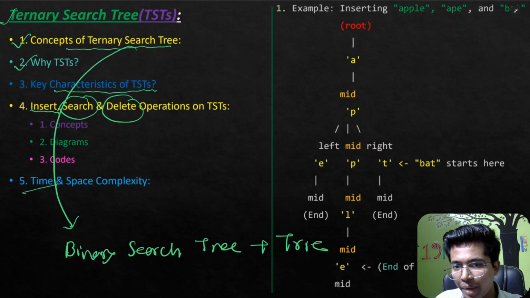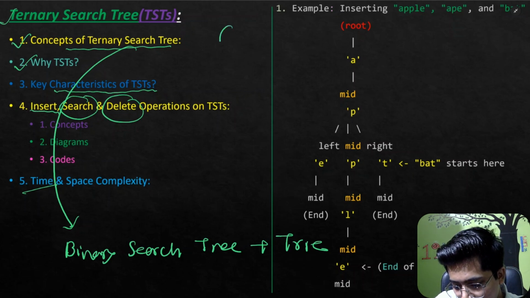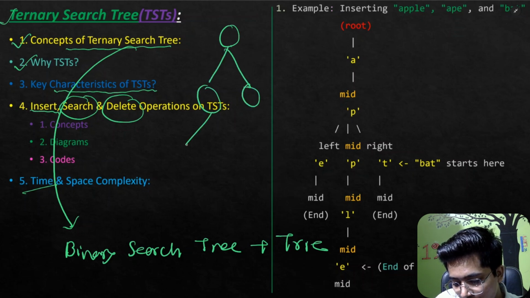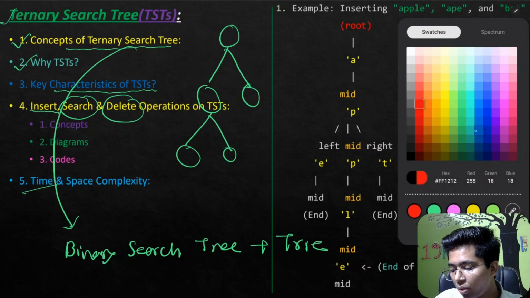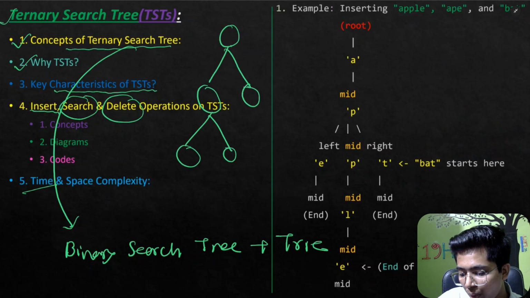As you know, in a binary search tree we have a node, and from there we have two nodes, and from each of those again two nodes. This is the implementation of a binary search tree, BST. And in a trie, we have a root node.